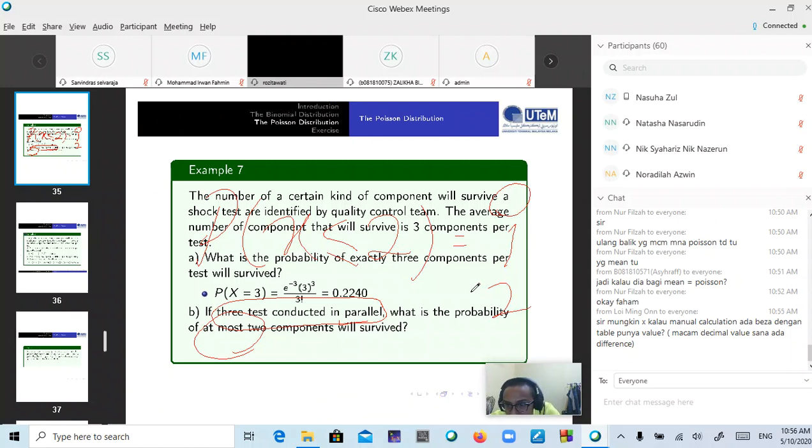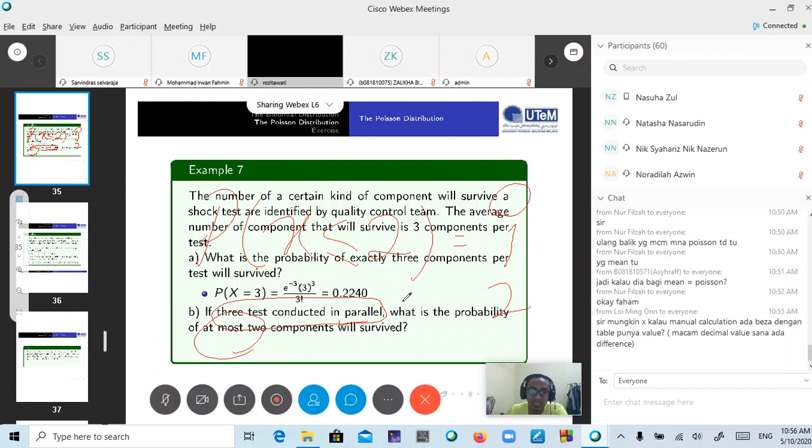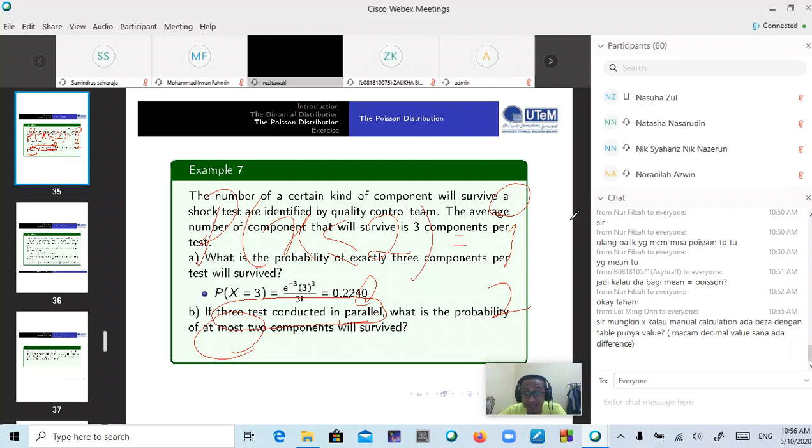So, mungkin tak kalau manual calculation ada beza dengan table punya value? Ya, ada kemungkinan beza sikit belakang. Biasanya kalau 4 decimal places ni, belakang ni akan beza kalau you guna table dengan calculation. Sebab calculation dia akan bagi banyak, especially kalau you guna scientific calculator, dia boleh bagi sampai berbelah-belah titik perpuluhan. So sah-sah lah akan beza sikit belakang. Okay, so tak ada masalah.